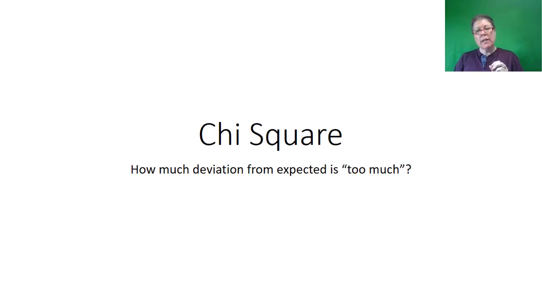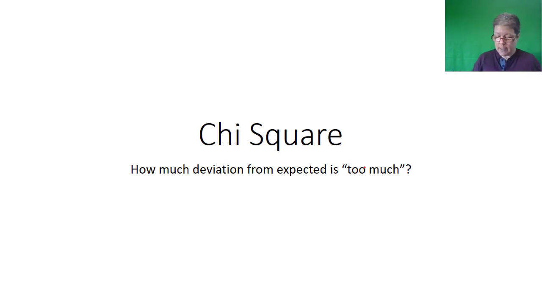It tells us if the difference between what we expected in our data and what we actually observed in our data is too much. Is it due just to chance? Or is it actually telling us, hey, you know what? Your hypothesis is unsupported or falsified. And that's what the chi-square allows us to do.